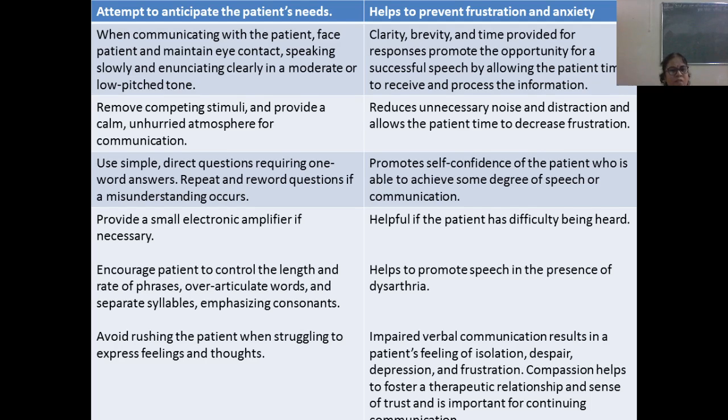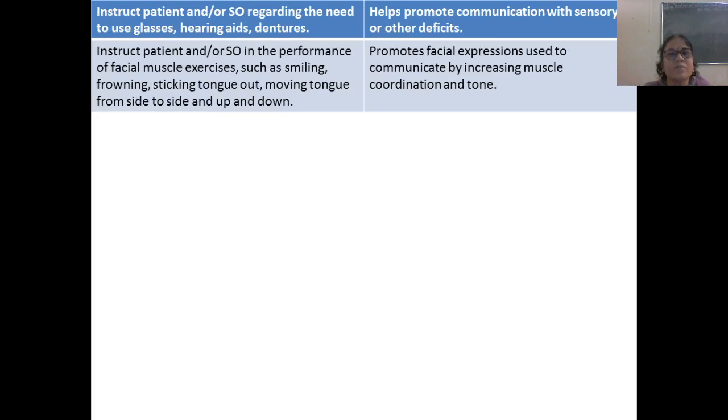Avoid rushing the patient when struggling to express feelings and thoughts. Impaired verbal communication results in the patient's feelings of isolation, despair, depression, and frustration. Compassion helps to foster a therapeutic relationship and sense of trust and is important for continuing communication. And instruct patient or significant others regarding the need to use glasses or hearing aids or dentures. Helps to promote communication with sensory or other deficits.